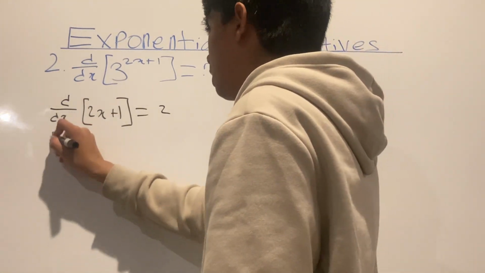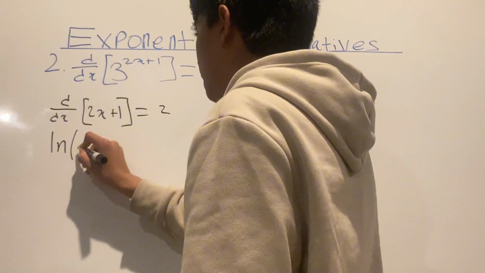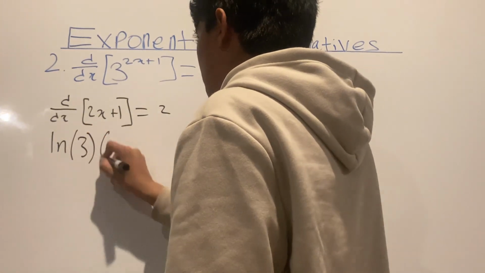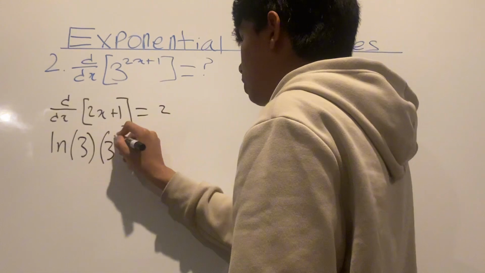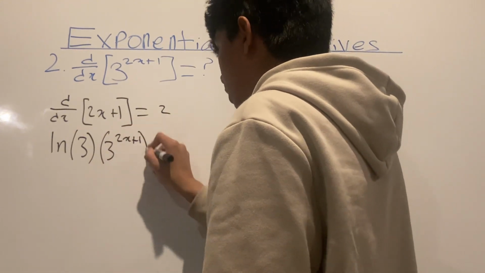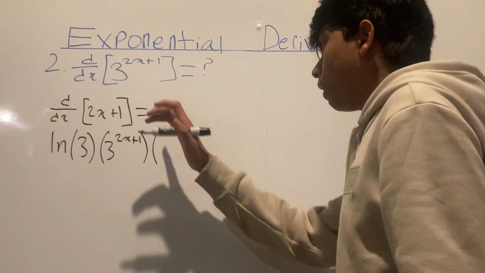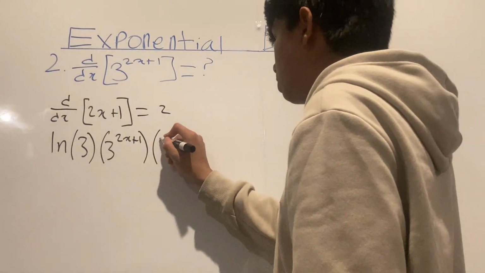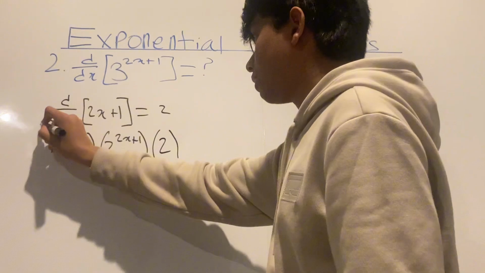Now we can say ln of the base, which is 3, times the original function, 3 to the 2x plus 1, and multiply by the derivative of the exponent, which is 2. And that's the final answer.